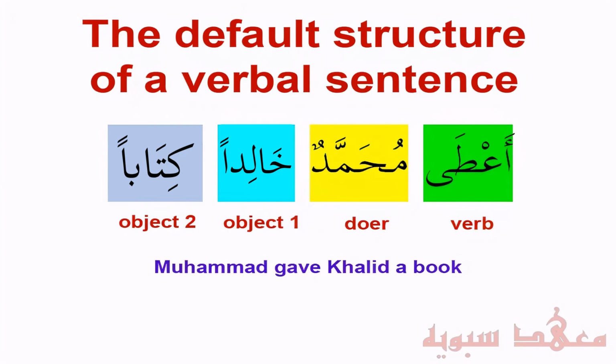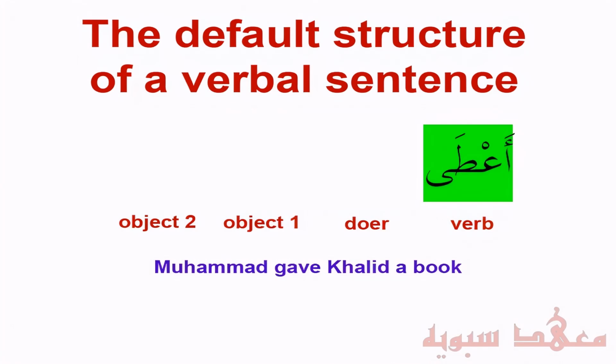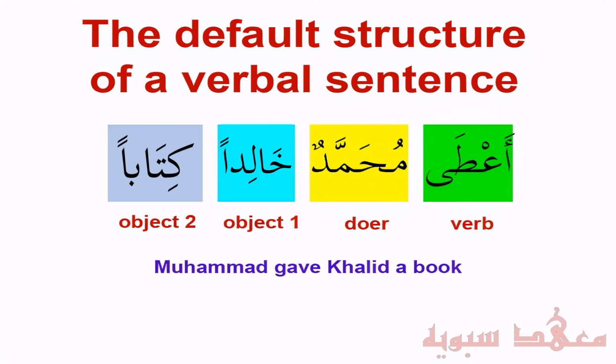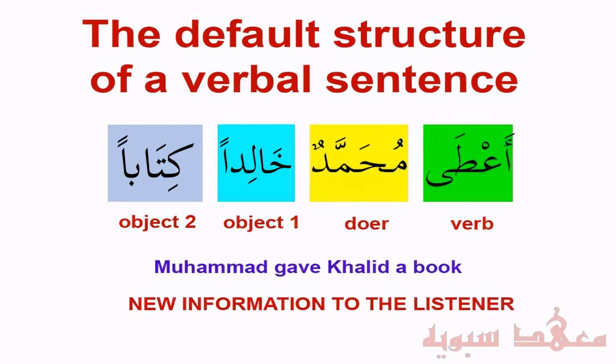Now the way this sentence is being arranged is the normal default structure, which is we have the verb mentioned first, followed by the fa'il or the doer, then followed by the first object, and then the second object. And obviously, depending on which verb is being used, there might be one object, there might be no objects. But the thing to note is the verb will always come first, followed by the doer, and then the object. Now, when the default structure is used, you can think of it as new information to the listener, or that the sentence is being given without a spotlight to any word in the sentence.